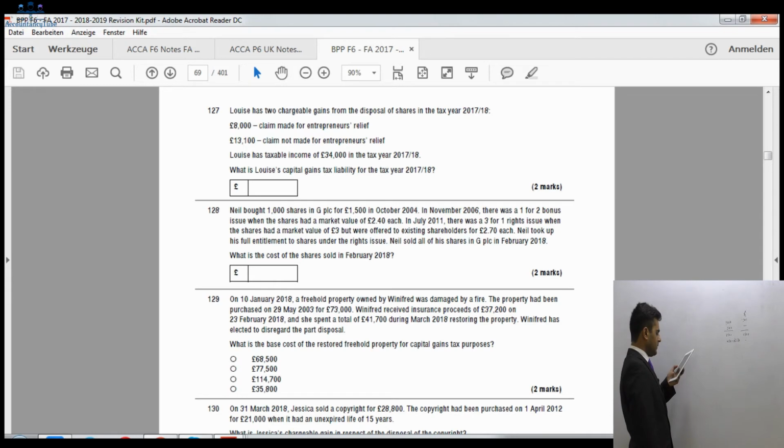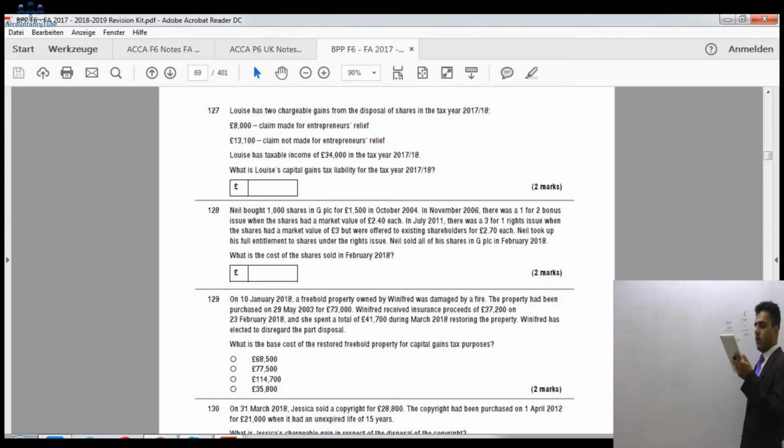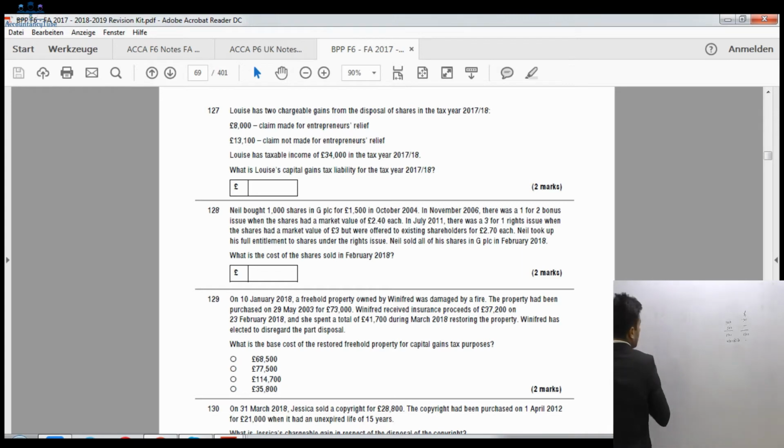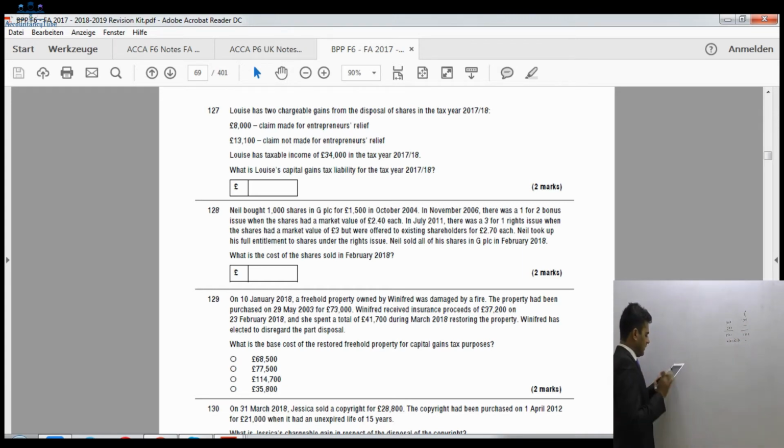After that, it says Neil took up his full entitlement to shares under the rights issue. Then it says Neil sold all of his shares in GPLC in February 2018. What is the cost of the shares sold in February 2018? So when he sold all of these shares, whatever this total cost is, that will be his cost, which is the answer to this question. Right?